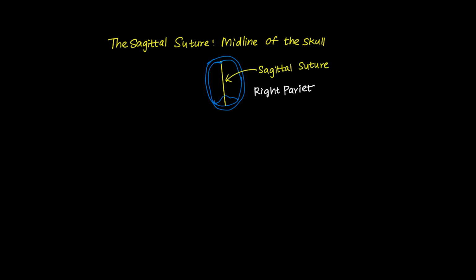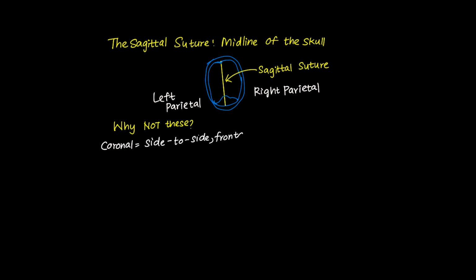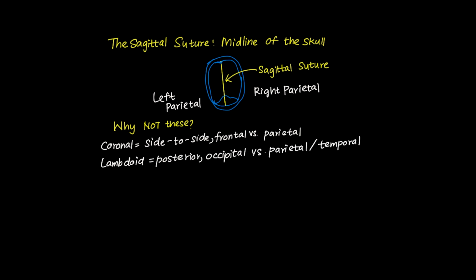The coronal suture goes side to side across the skull, separating the frontal bone from the parietal bones. It doesn't follow the midline front to back. The lambdoid suture angles downward and laterally at the posterior skull, joining the occipital bone to the parietals and temporals. It's at the back, not along the top midline. The squamous suture sits low on the lateral skull where the temporal bone meets the parietal bone on each side, nowhere near the midline or the top.